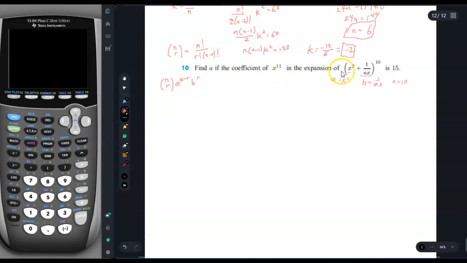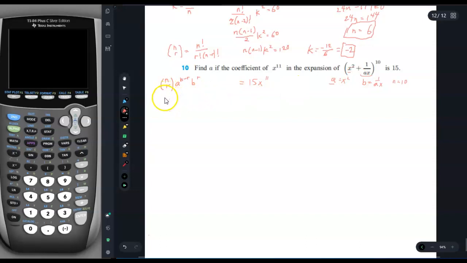And then we're going to set it equal to the x to the 11th term, which we already know the coefficient is 15. So eventually this is going to be equal to 15x to the 11th. And we're just going to figure out what the r value would be and what the a value would be. Don't get confused that there's an a here and an a here. Think of this as the red a and this is the black a, I guess. Let's fill everything in.